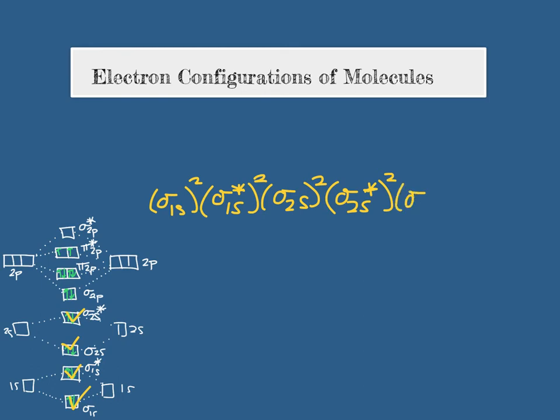Sigma 2p, 2 electrons in there, check. Pi 2p, total of 4 electrons in that guy, check, check. And lastly, the antibonding pi orbital made by the 2p's, there's 2 electrons in there. And that's how you write the electron configurations for simple molecules.